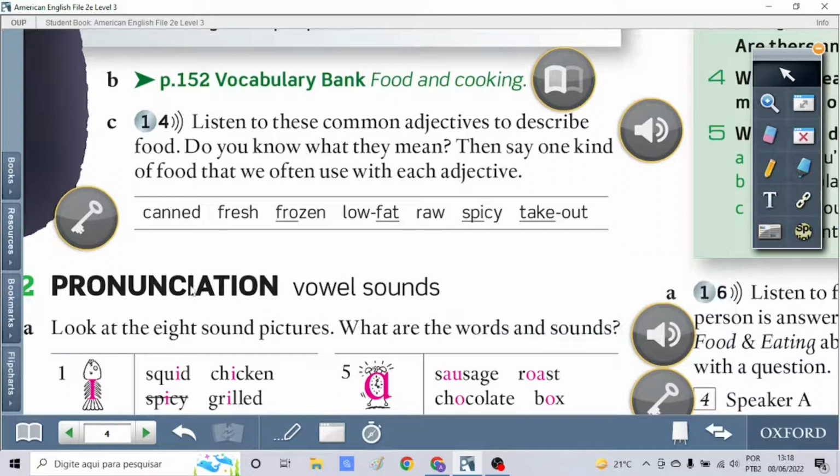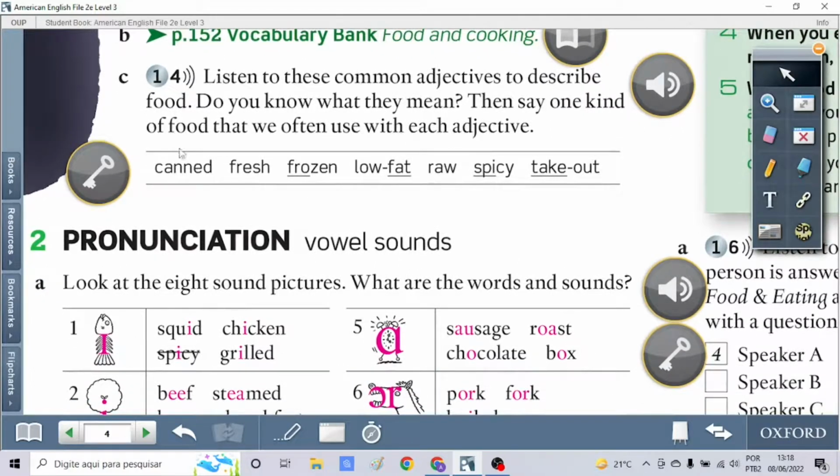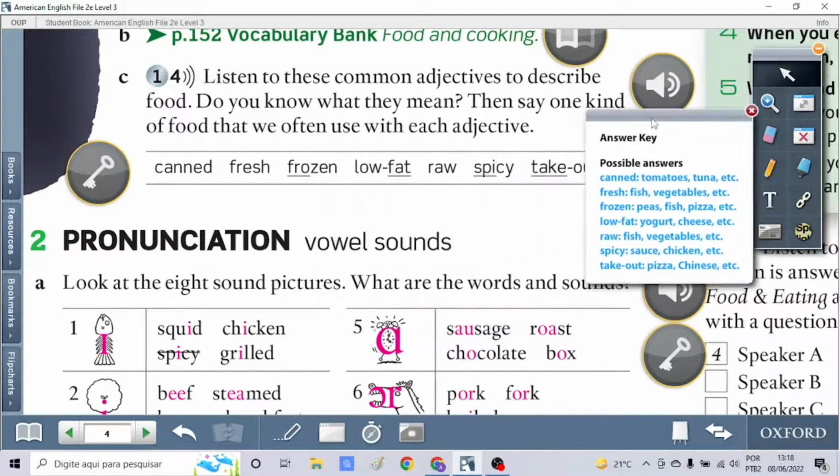Okay, now try to look for the meaning of these words if you still don't know. And then please say one kind of food that we often use with them. Canned, fresh, frozen, low fat, raw, spicy, and takeout. Pause the video and answer. Okay, let's see some suggestions.